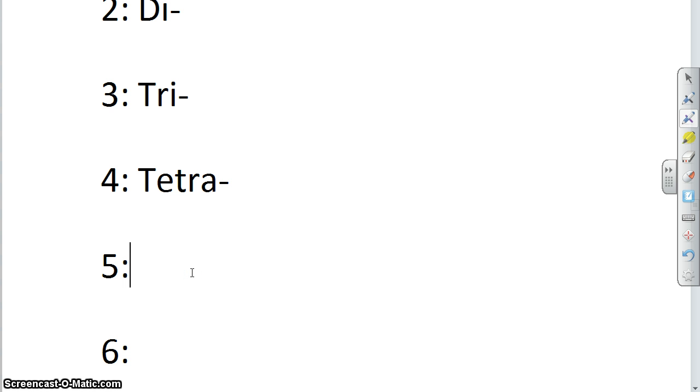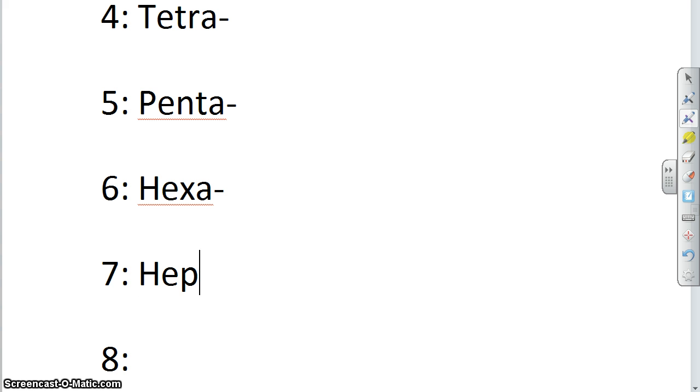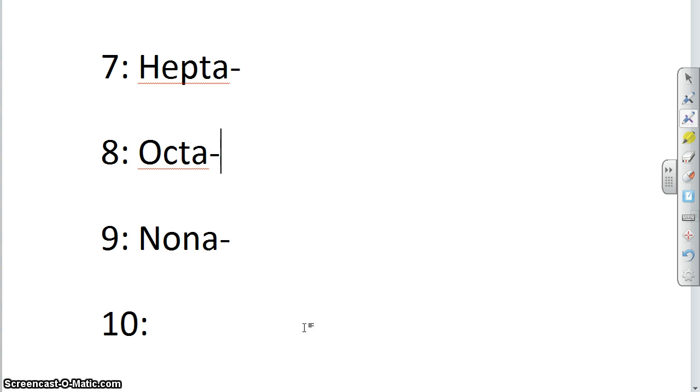5. After 4, from 5 on, they'll become very familiar. They're just like your geometry polygons. A 5-sided one is called a pentagon, so the prefix is penta. For 6, it is hexa. 7 is hepta. 8 is octa. And 9 is nona. And for 10, it's deca. So those are your 10 prefixes.